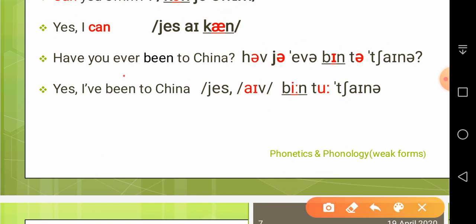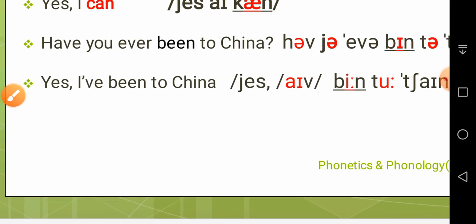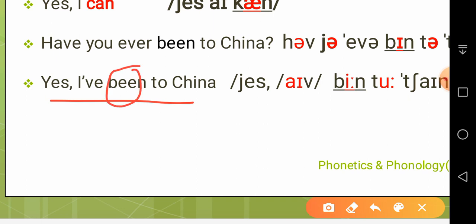So this is also known as contrastive stress. Contrastive stress means that in a whole sentence you want to stress one word with emphasis. You want to make it prominent. So this is known as contrastive stress. Otherwise, if you don't want to emphasize a single word in the sentence, you are going to use the weak form again. Yes, I've been to China. But if you want to emphasize these two words, you will say, yes, I have been to China.